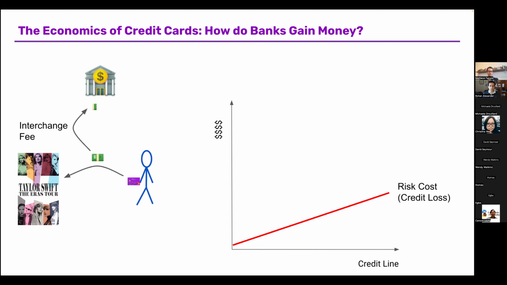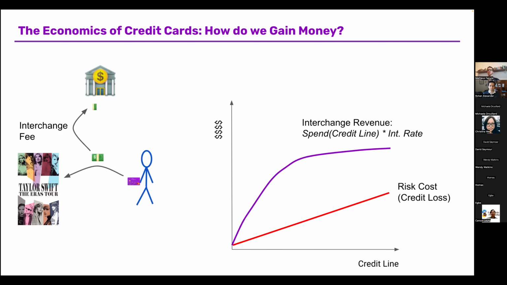There's also interest. We'll not talk about interest today for the sake of time, but interest is also a very interesting problem. Today we're only going to talk about interchange. If we chart this on the same plot, the amount of money that the bank makes is simply how much customers spend, which is a function of credit line, times a very small number called the interchange rate.